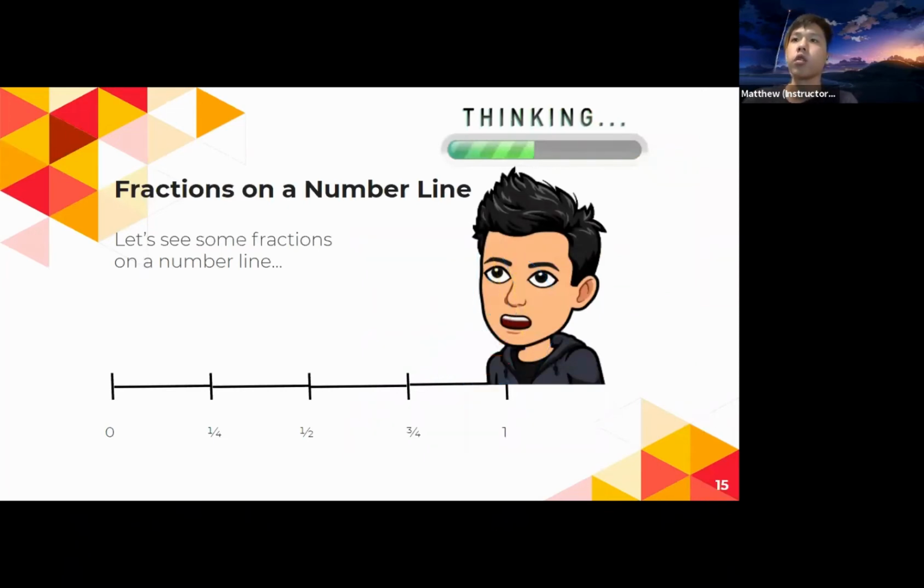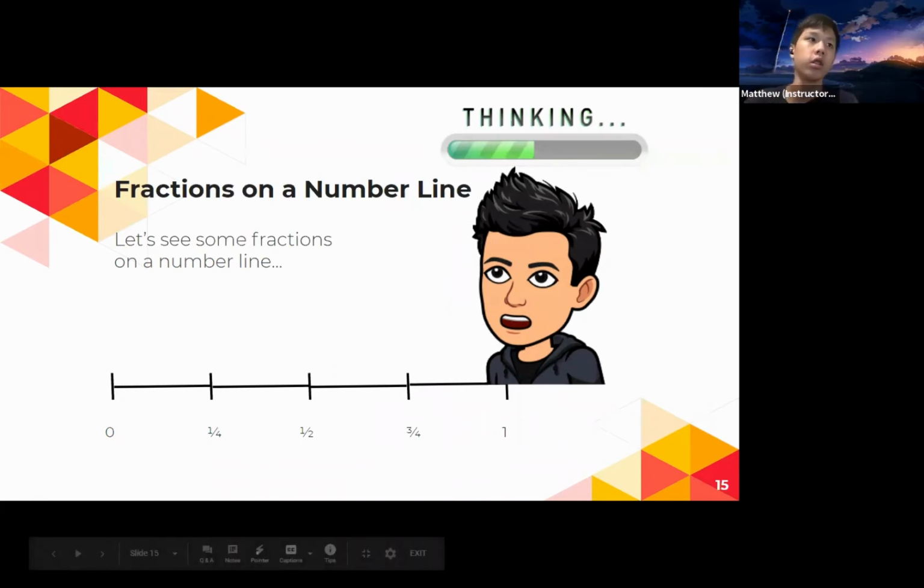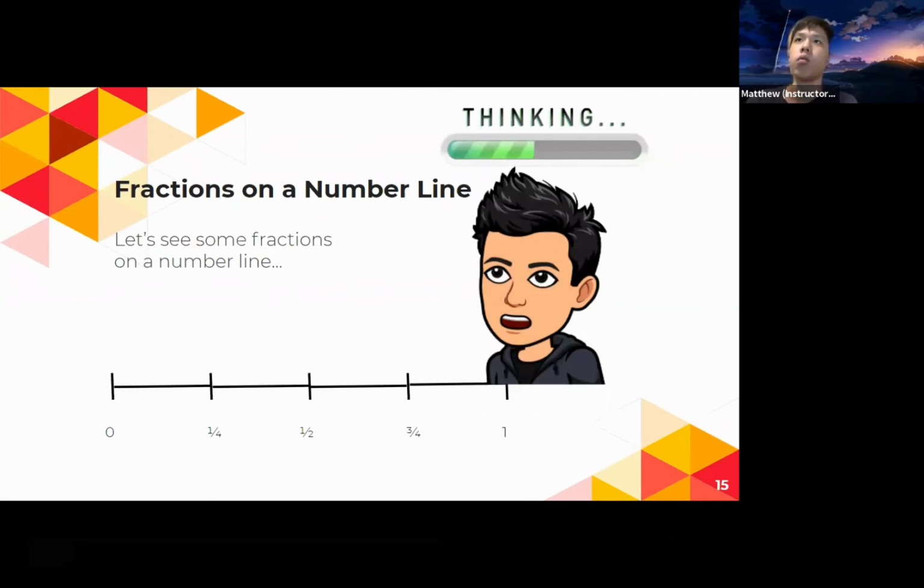Let's try fractions on a number line now. Here we have 0, 1/4, 1/2, 3/4, and 1. And as we know, 2/4 is equal to 1/2 because if you simplify it, 2 over 4 is 0.5, and 1 over 2 is also 0.5, so they're equal.